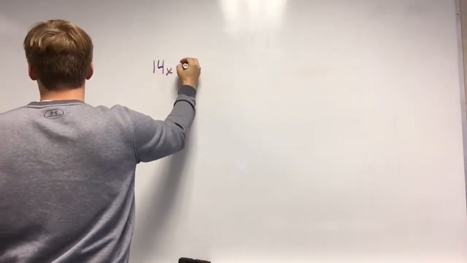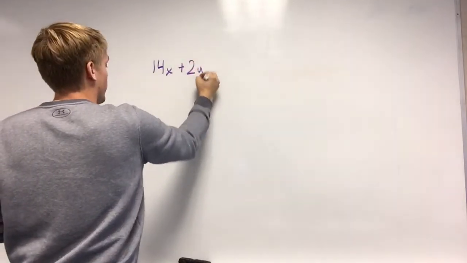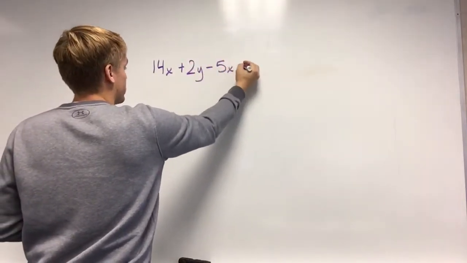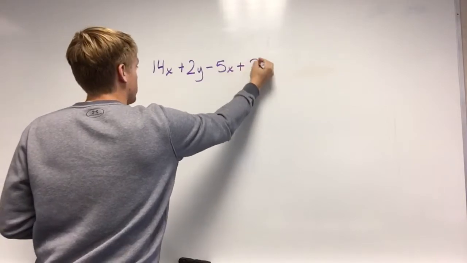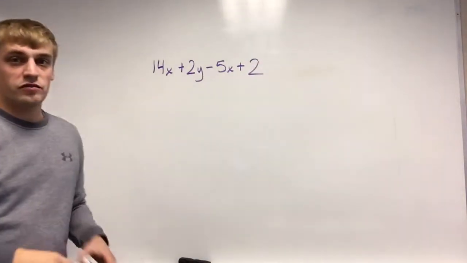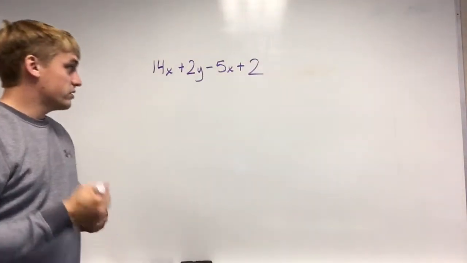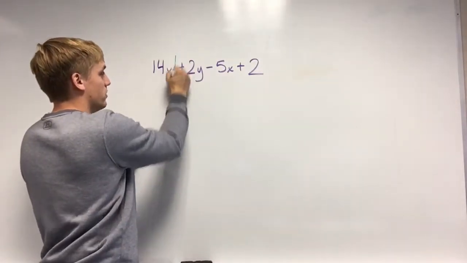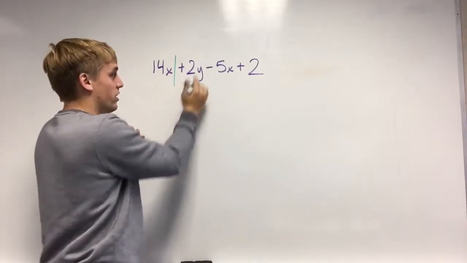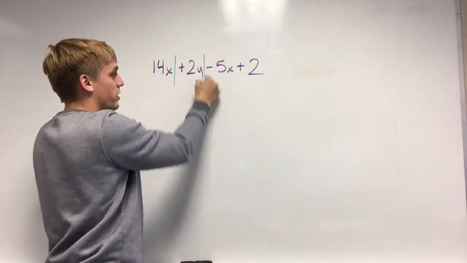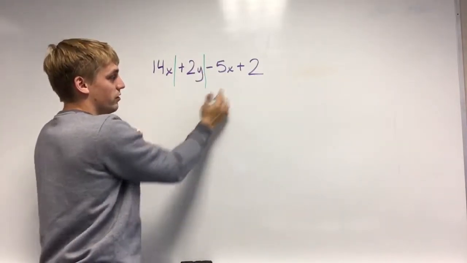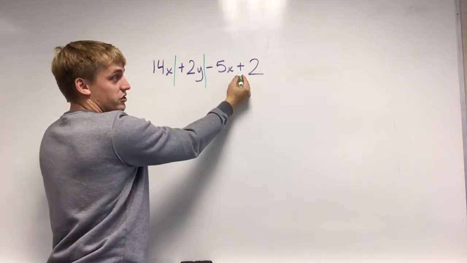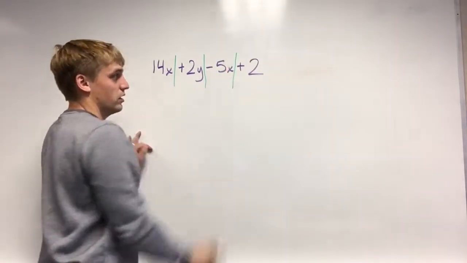(14x plus 2y minus 5x plus 2). Okay, so the first thing you do is split up the terms. Find the addition sign, line right in front of that. Find the next addition or subtraction sign, line right in front of that. Find the next addition or subtraction sign, line right in front of that.